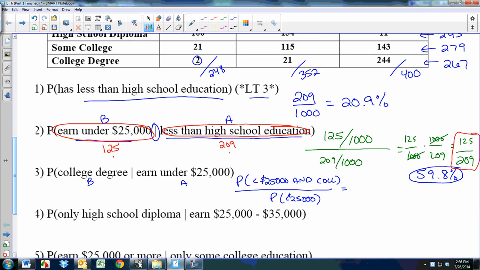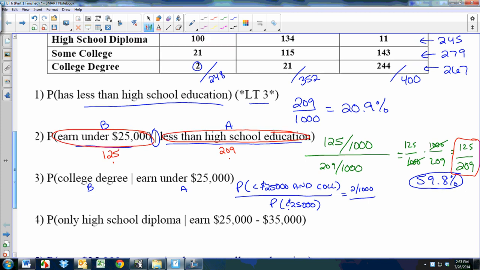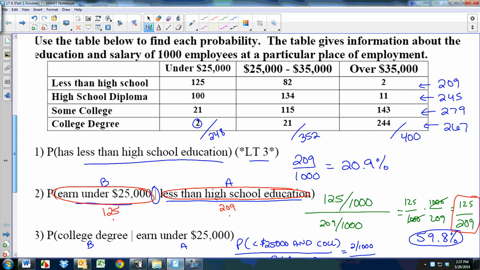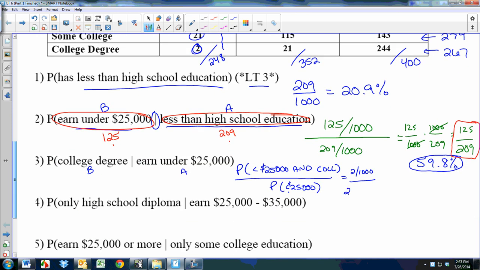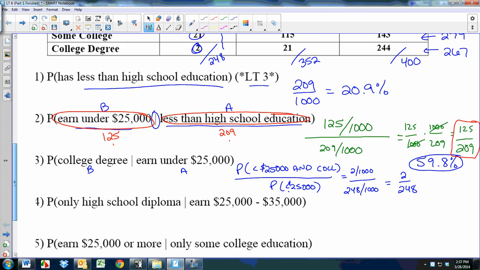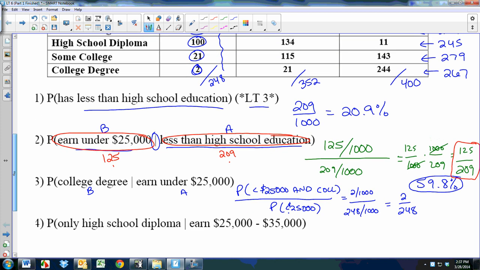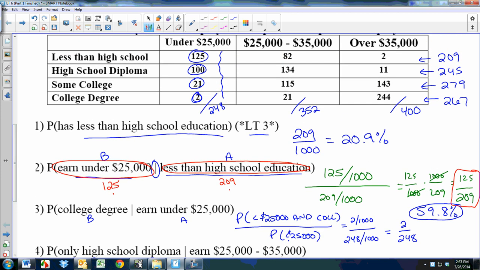So 2 people out of 1,000 divided by the probability of getting a person that earns less than 25,000. A person that earns less than 25,000 is anyone in this column. So that one, that one, that one, and that one, which is our 248. So 248 out of 1,000. If you divide those two fractions, you flip and multiply the bottom fraction, and the thousands will cancel. You get 2 out of 248, which is exactly what you would get if you did the question this way.